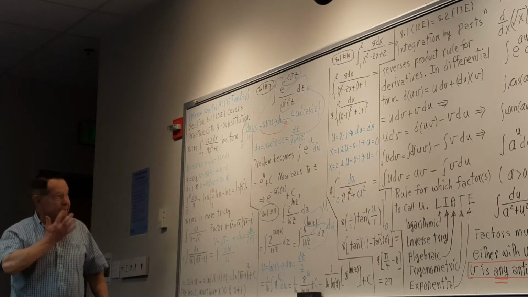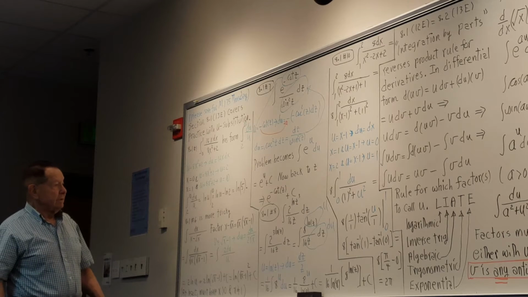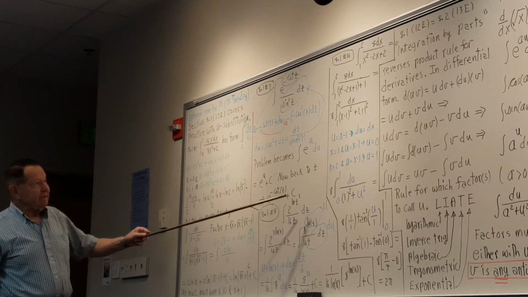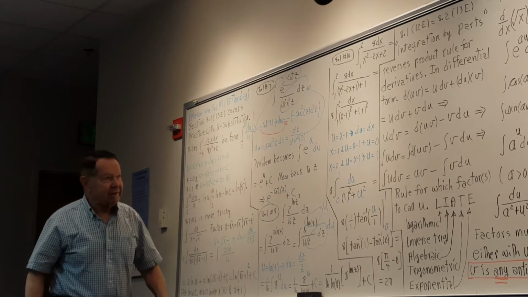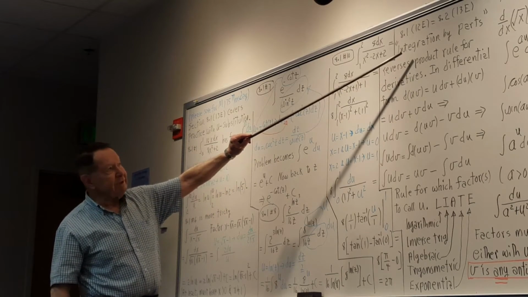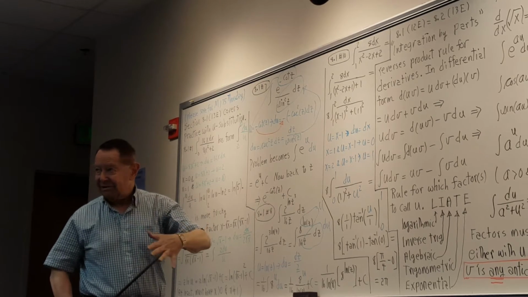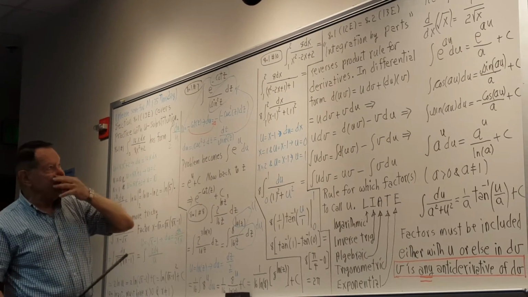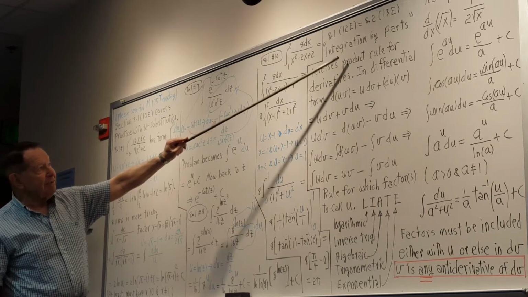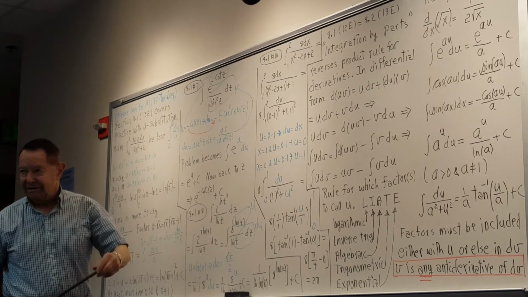Or for example, here, well, really with any of these, you're doing that. So in the same way that u substitution reverses the steps in doing the chain rule derivative, integration by parts reverses the steps in doing a product rule derivative.